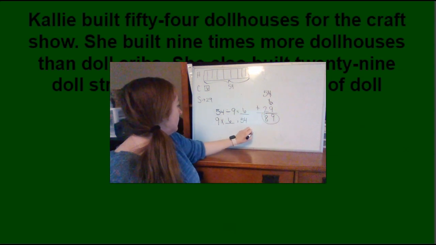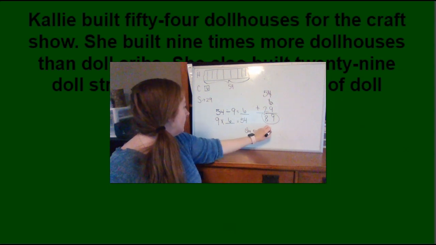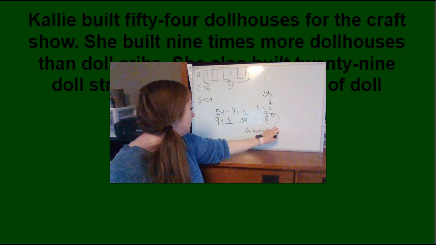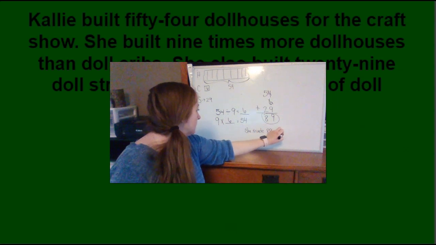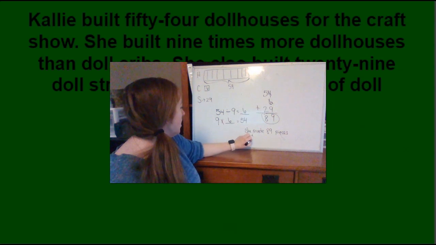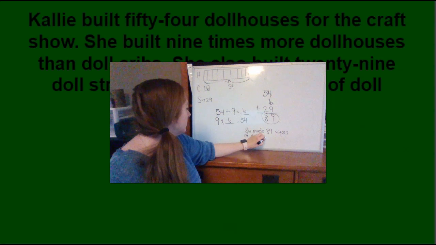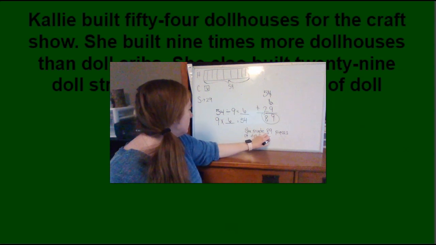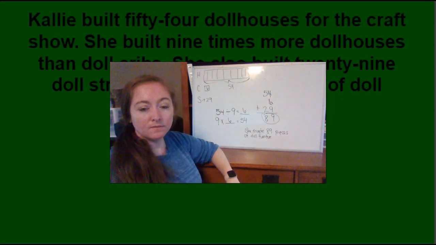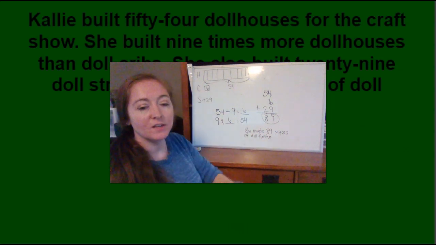She made 89 pieces of doll furniture. Did we read it? Yes. Did we draw it? Yes. Did we write it? Yes. So we've done all of our steps.